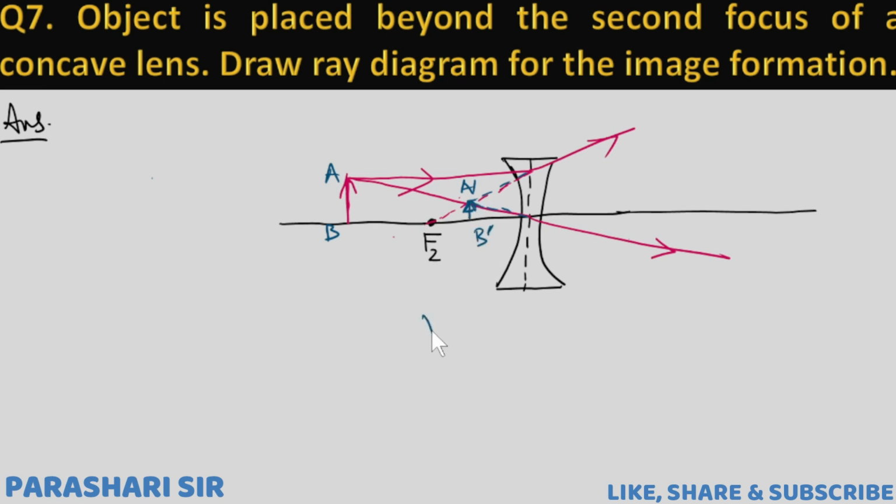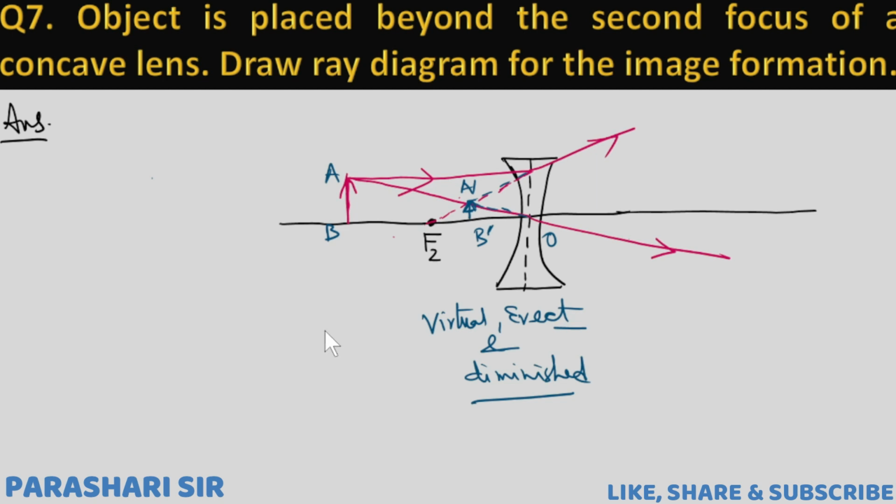This image is virtual, erect, and diminished. What is the important point related to this question is, irrespective of the position of this object, image is always formed between the optical center and the second focus. I have a suggestion. Place the object at the focus, try to draw the ray diagram. Will image be formed at infinity?